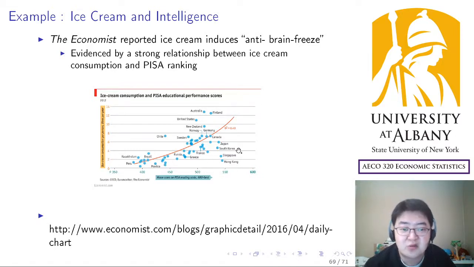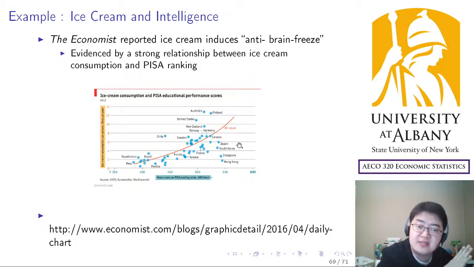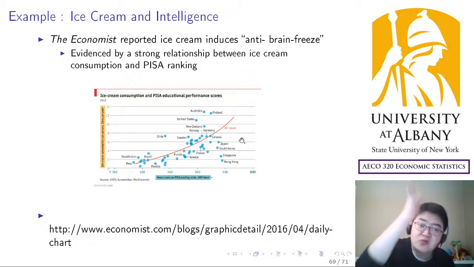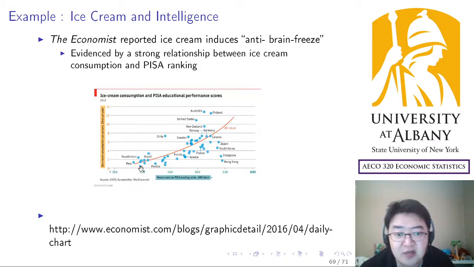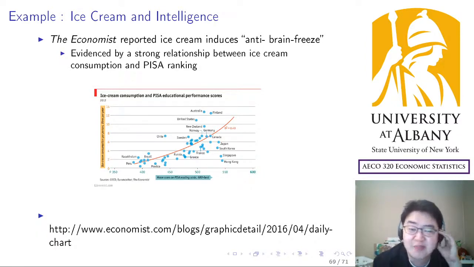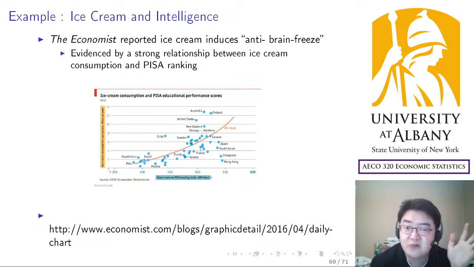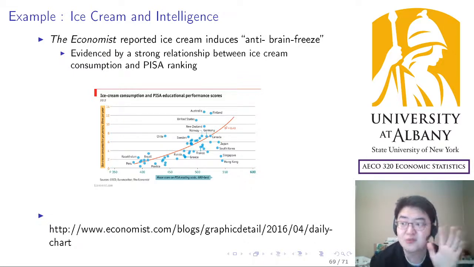Surprisingly, Hong Kong and Singapore do not consume much ice cream. Anyhow, going to the right means smarter, and to the left less smart, and to the top more ice cream, and bottom less ice cream. And there is a clear increasing trend between them. It was published in The Economist. Oh, what do you think? Of course, it does not make any sense. Just pause the video for a second, and think how you are going to refute this. Of course, it's not true.